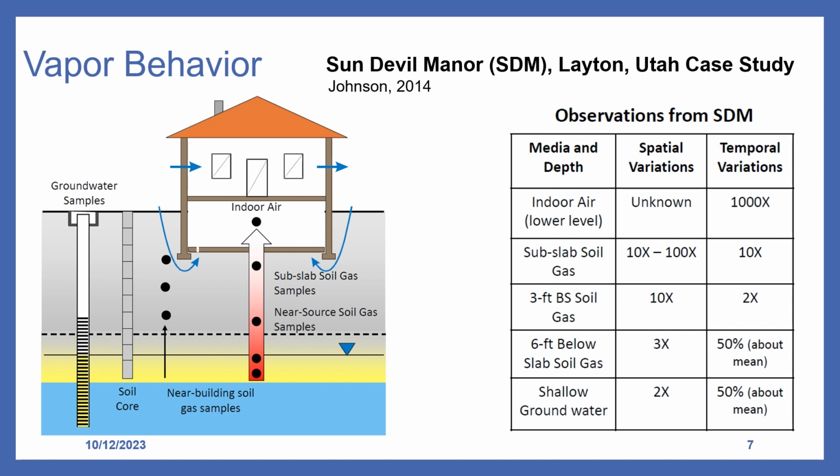Some of the lessons learned from this case study are that more variability in concentrations is observed the farther from the groundwater source. Subslab soil gas concentrations show between 10 times to 100 times in spatial variation and 10 times in temporal variation. Lastly, indoor air concentrations showed temporal variation up to 1,000 times.